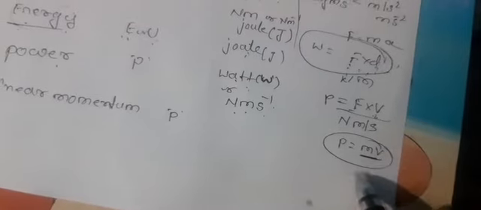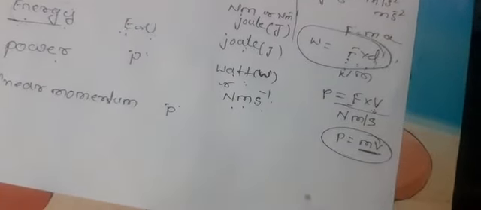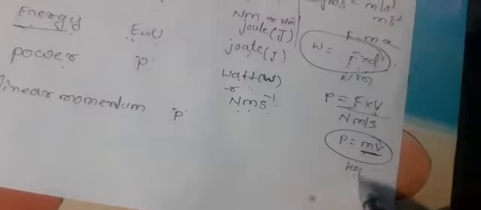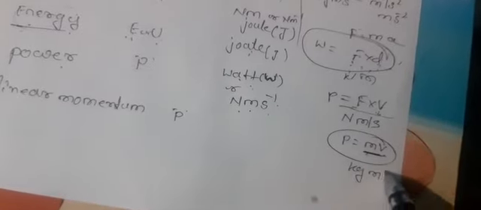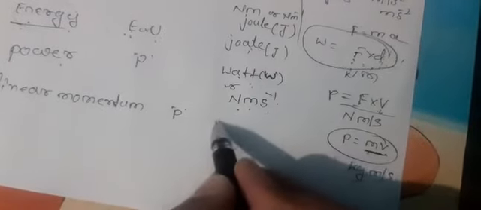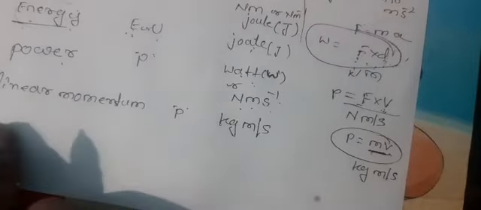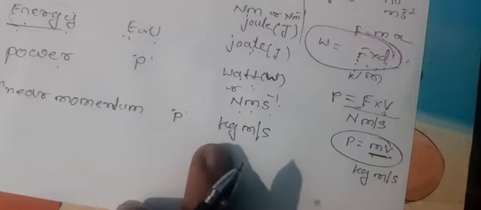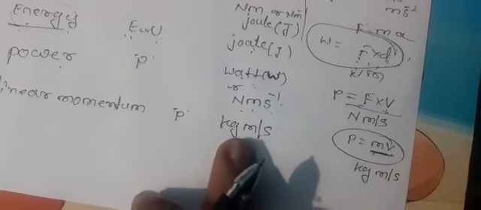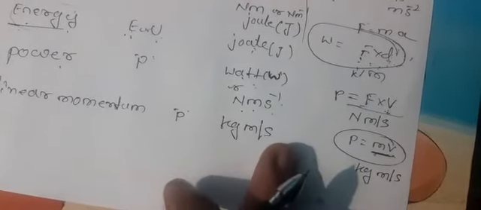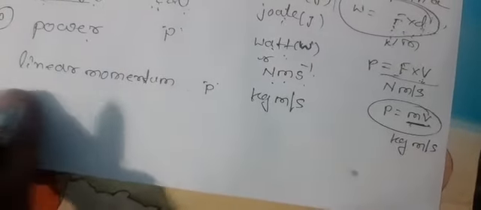What is the SI unit of linear momentum? The unit of mass is kg and the unit of velocity is meter per second. The SI unit of linear momentum is kg meter per second, or kg meter second inverse. Linear momentum is a translational motion.